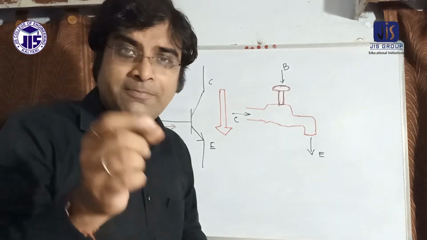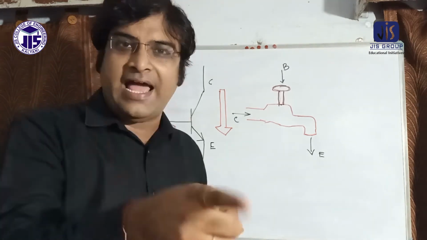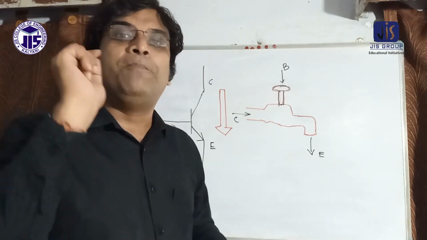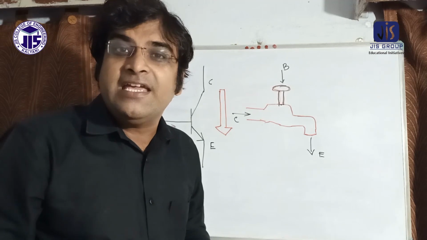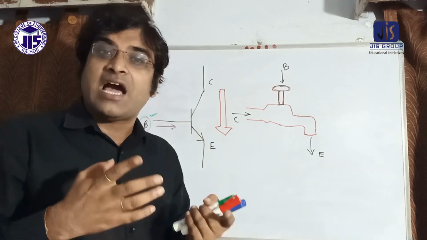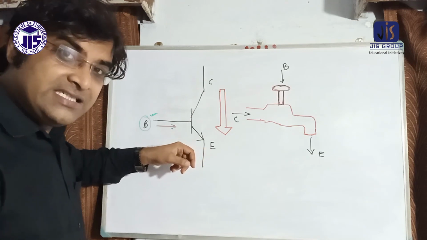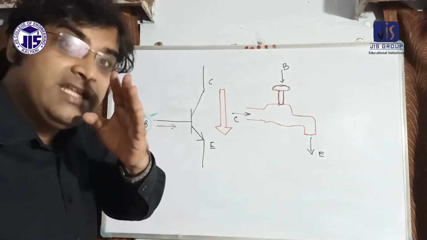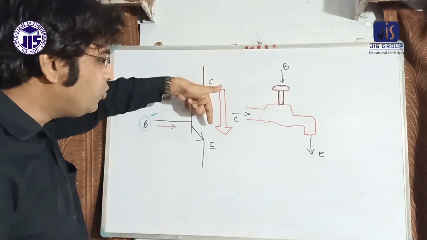So I am again repeating this statement, and you have to remember it for your lifetime. The base is called the current control pin of the transistor. If I increase the current in the base, collector to emitter resistivity decreases and a huge current flows from collector to emitter.